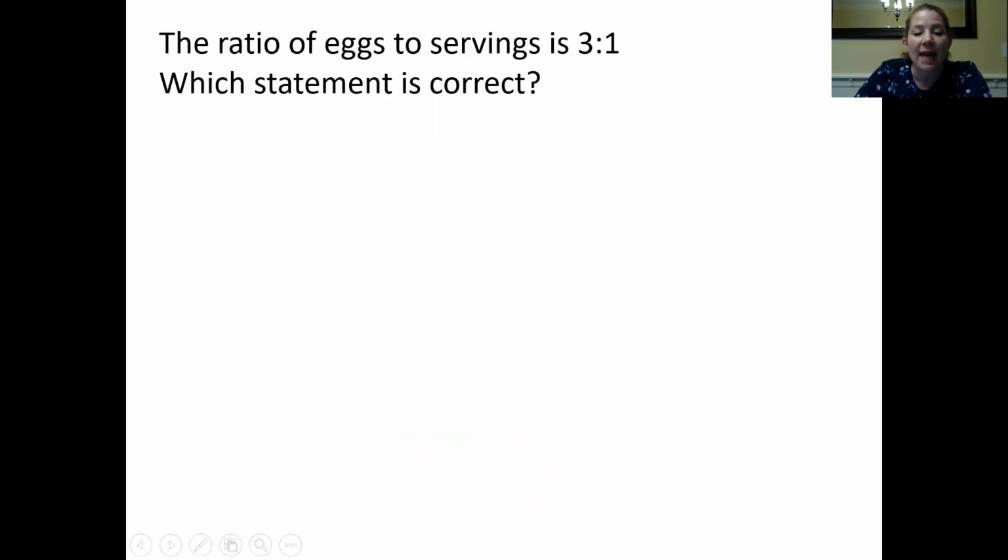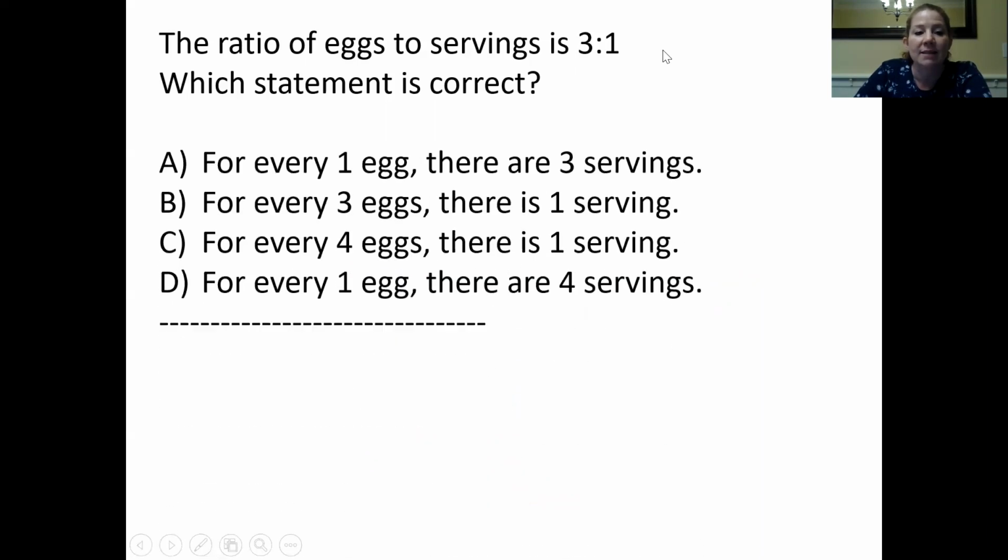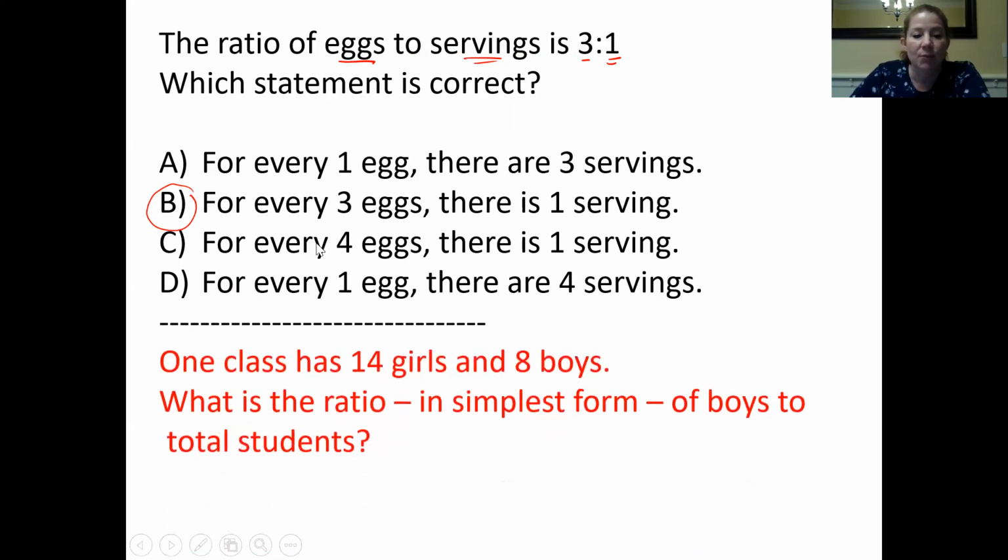All right, the ratio of eggs to servings is 3 to 1. Which statement is correct? For every 1 egg, there are 3 servings. For every 3 eggs, there is 1 serving. For every 4 eggs, there is 1 serving. For every 1 egg, there are 4 servings. Did you guys get it? Did you pick letter B? Remember, the order of the words match the order of the numbers. So for every 3 eggs, there is 1 serving. So the order is very important.